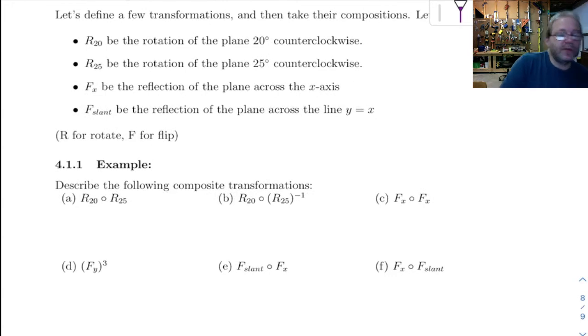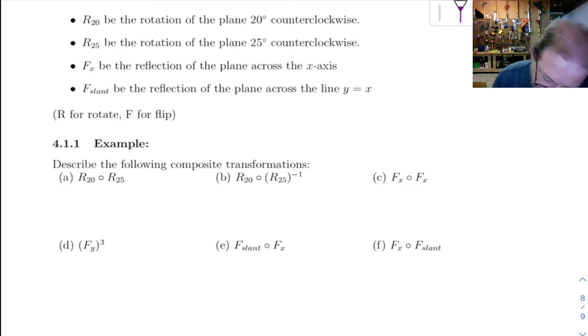So let's just look at a few of these and figure out what's going on. What would these transformations give us? Some of these are going to be easy, some of them are not. So let's see. First up, R20 after R25. That's a good way to read these, is "after."